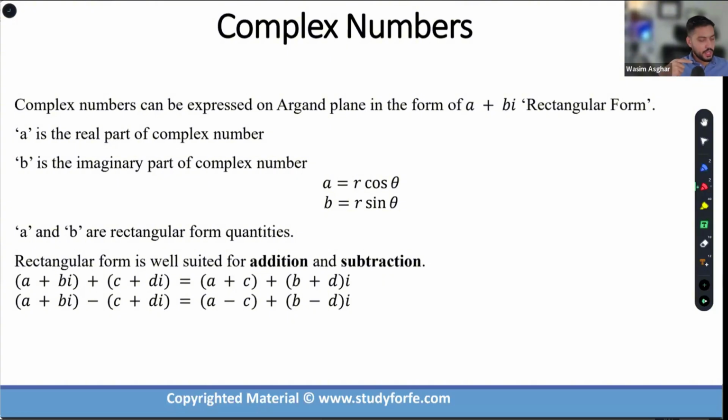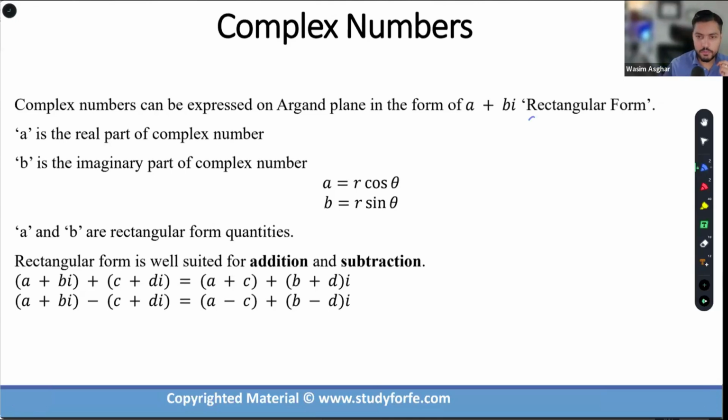Now, if you're like, Wasim, don't waste time on complex numbers, I am a calculator wizard, I'll be able to figure things out. Well, the calculator won't be able to do everything for you, and I'll show you with just two examples. Let's start with the forms of complex numbers.